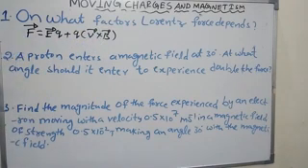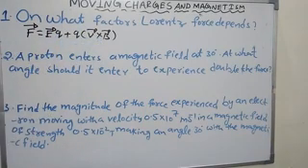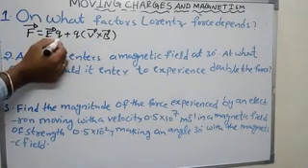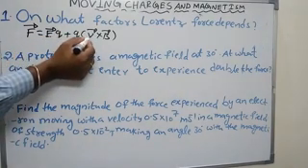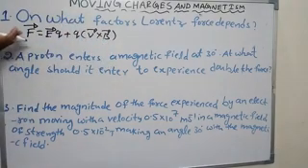What is the Lorentz force? The force experienced by a charged particle in electric and magnetic fields, the sum of the electric force and magnetic force: E bar into Q plus Q into V bar cross B bar. Now tell me, what is E bar here? Electric field. What is Q? Charge. What is V bar? Velocity of the charged particle. What is B bar? Magnetic field.